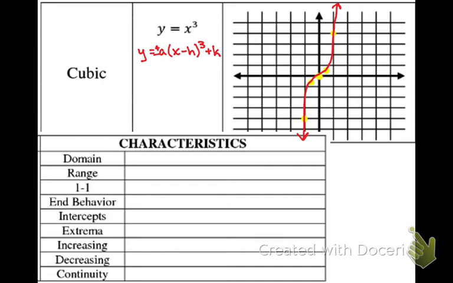Okay, what is my domain? All real numbers. What is my range? All real numbers. Since it goes in both directions, am I hitting all of those? Yes. Okay, is it 1 to 1? Yes, it is.